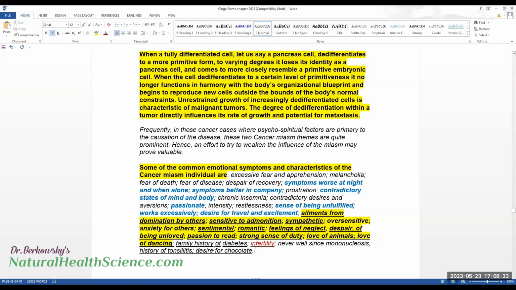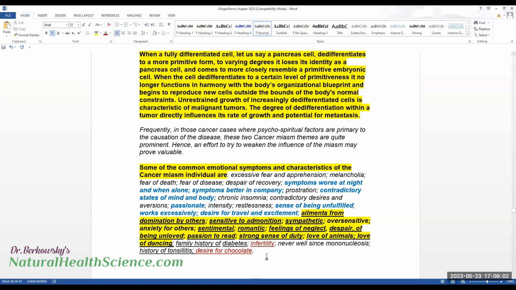Now, history of tonsillitis, sometimes you'll see that. Never well since mononucleosis, you'll get that. Like 1 in 25 cases, you'll get that. But here's another big one that you're going to get in virtually every case. Desire for chocolate. And there's nothing wrong with raw cacao. It's a good food if they can tolerate it. But what they like is that chocolate.